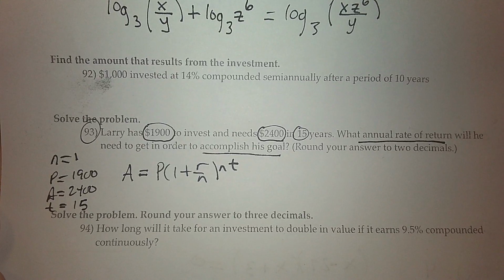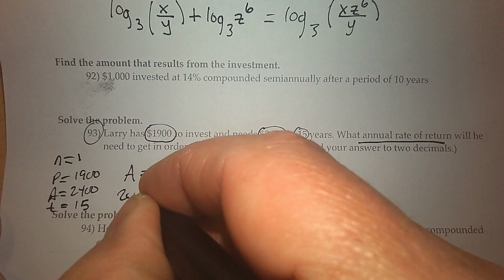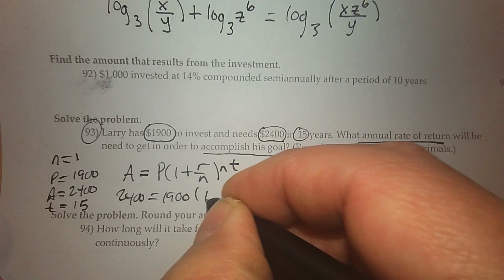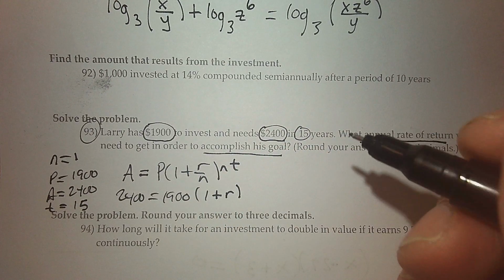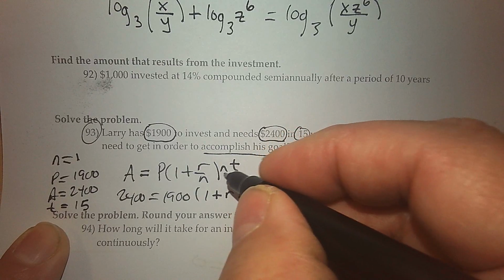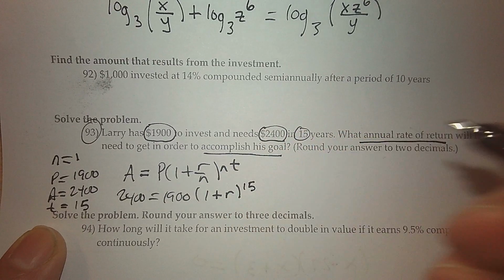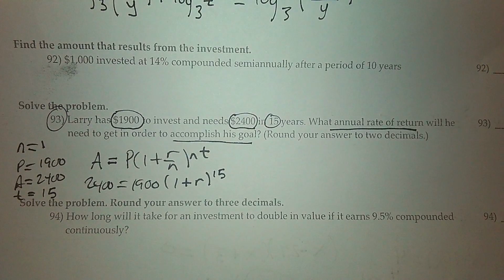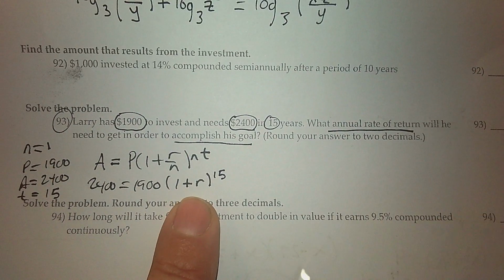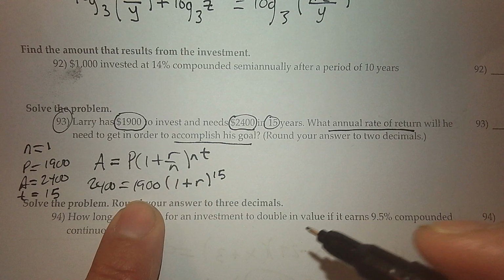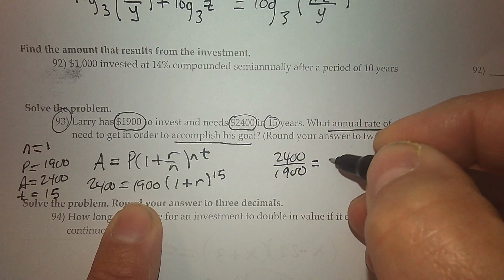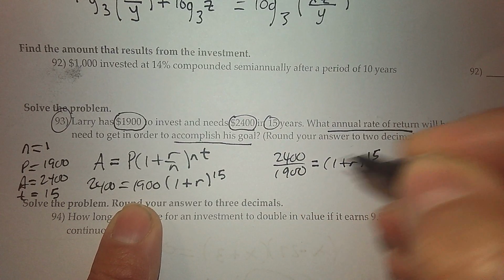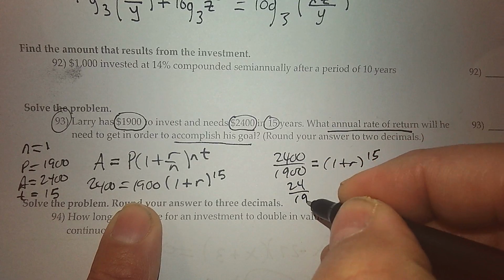So let's plug it in. So we have 2,400, 1,900, 1 plus, now R divided by 1 is just R, and 1 times 15 is just 15. That's what I'm solving for, the R there inside. So our first step is to divide by 1,900. And you can definitely simplify it if you want to. So divide top and bottom by 100. You get 24 over 19.